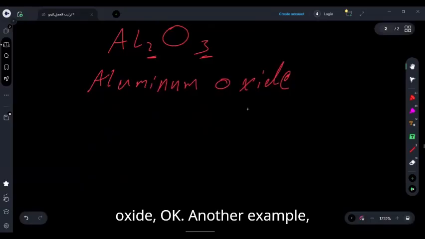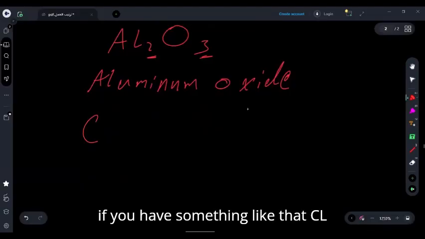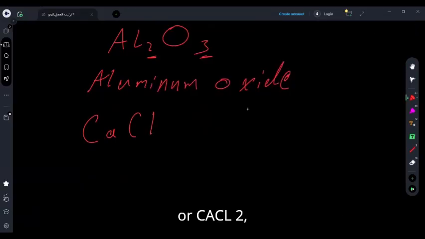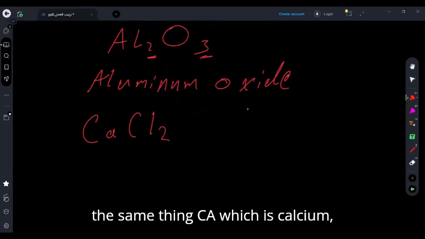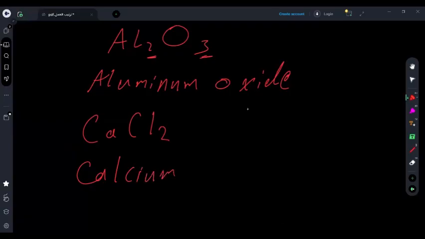Okay, another example, if you have something like CaCl2, the same thing. Ca, which is calcium, so we write calcium.